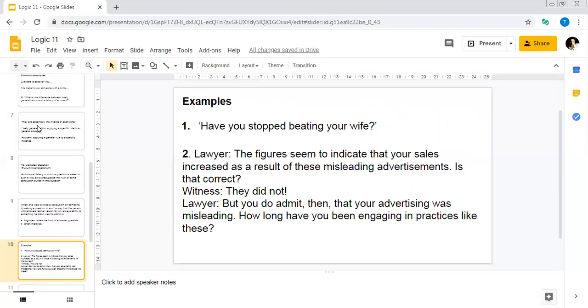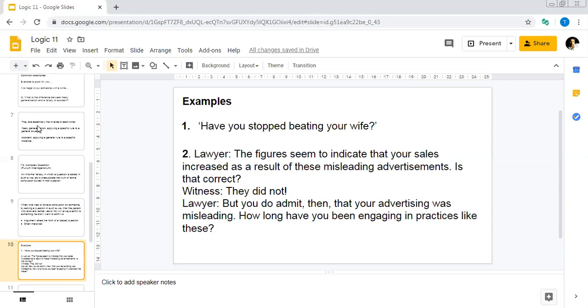Let's look at these examples. So, have you stopped beating your wife? When I ask that question to someone, what is implicit in that question? I'm already concluding that the person I'm asking is already beating his wife, right? Because otherwise, why would I say that you stop beating your wife? So the question in itself obviously contains something. It's implicit, it's loaded.